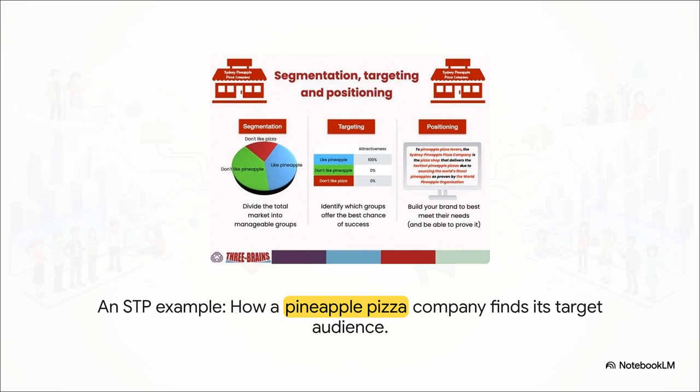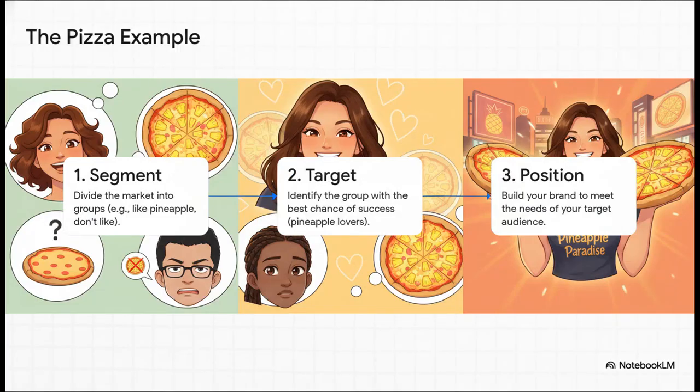Pineapple pizza. This one image shows the entire STP framework perfectly. Let's just walk through it. First, segmentation. They split the entire world into 3 simple groups. People who like pineapple on pizza, people who really don't, and people who don't eat pizza at all. Next, targeting. They realize trying to convert the haters is a waste of time, so they focus 100% of their energy on the pineapple lovers. And finally, positioning. They don't argue with anyone. Instead, they build their whole story around delivering the absolute tastiest pineapple pizzas to the people who are already on their side. It's focused, it's clear, and it works.